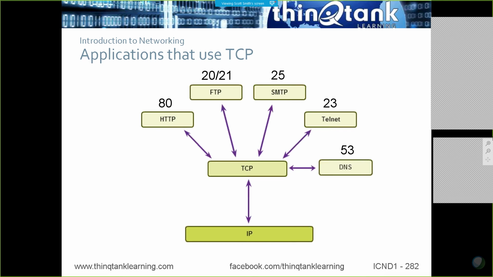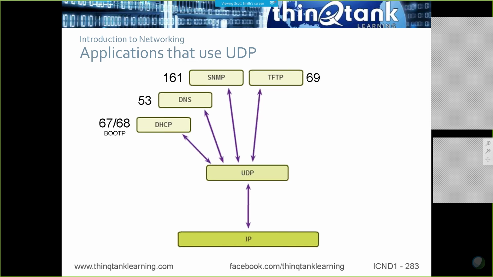And from a UDP perspective, just a few. DHCP, port 67 and 68 in the form of something called BootP. DNS port 53, SNMP port 161, TFTP port 69.